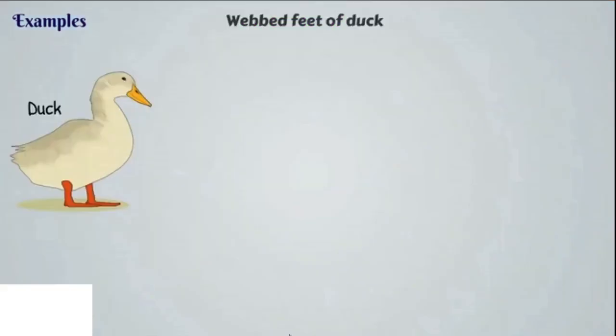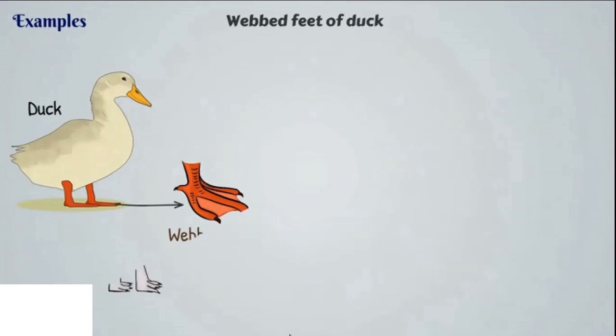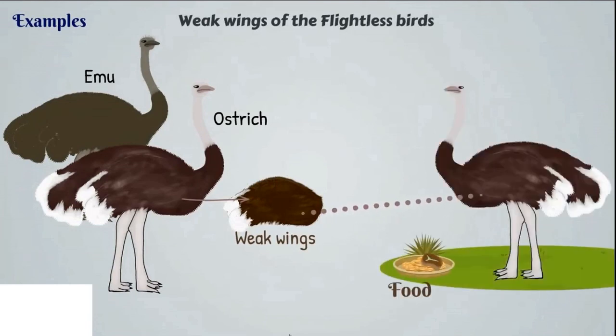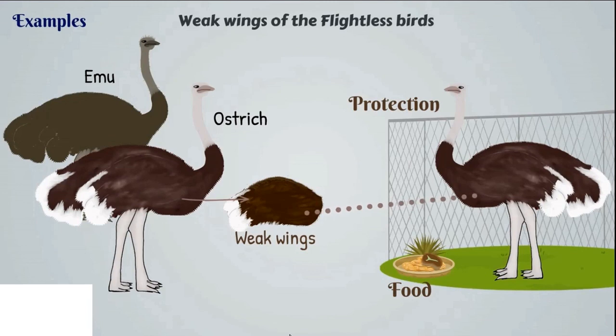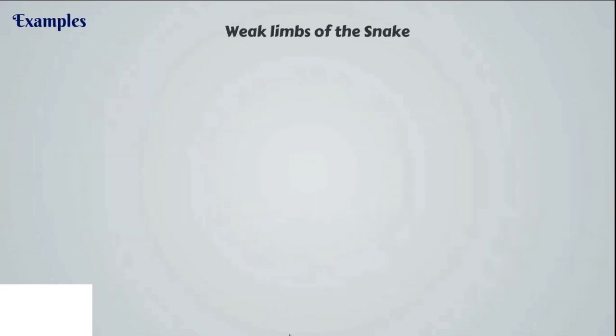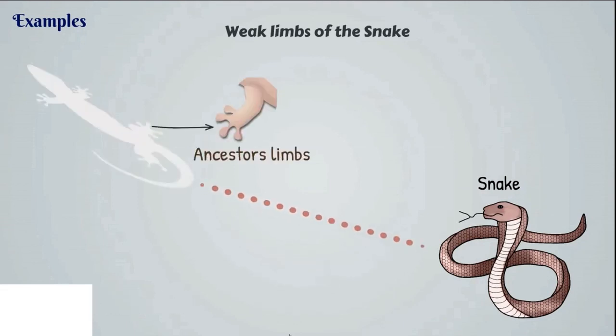The character of webbed feet of ducks developed as a result of frequent swimming in water. The character of weak wings of flightless birds like ostrich and emu appeared as a result of availability of food and protection on the ground, with which they did not have to fly, and thus there was no use of wings. Snakes do not have legs. However, their lizard-like ancestors had a pair of limbs, but as they were not using them, the legs disappeared.